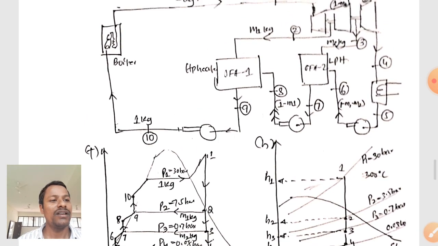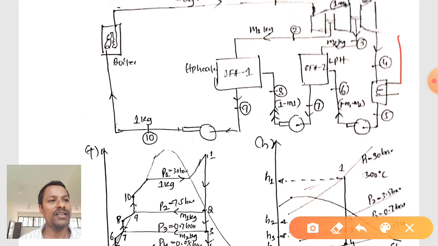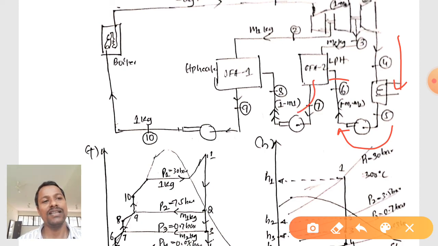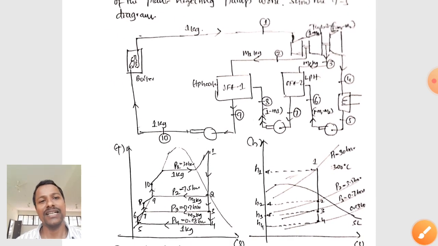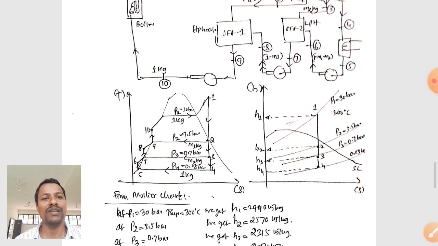The steam enters the condenser, then there is a 5 to 6 pumping process, and then the same water enters open feed water heater 2. The remaining mass is 1 minus m1 only here. Then again this pump pumps the condensate into open feed water heater 1, wherein 1 minus m1 plus m1, so again 1 kg will come out. This is the theory that we know already, and we have represented the given data of the problem statement.